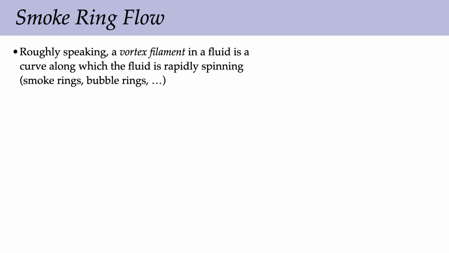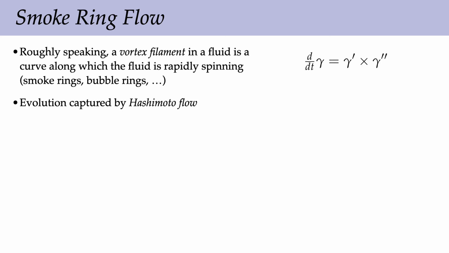This seemingly complicated behavior of vortices spinning around in a fluid has a beautifully simple mathematical model, something called Hashimoto flow. And all it says is that the center line of this vortex filament, gamma, is going to change over time according to just the cross product of the first derivative and the second derivative of the curve. This is assuming that the curve is arc length parameterized.